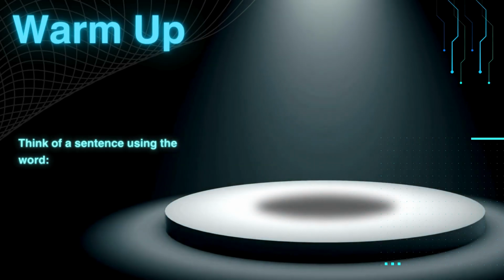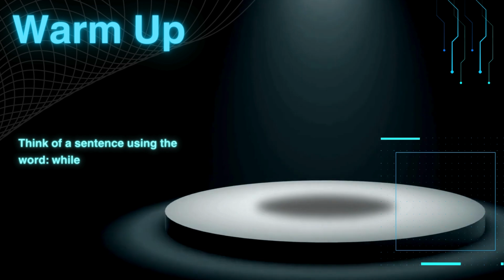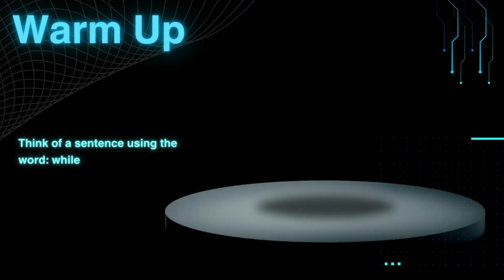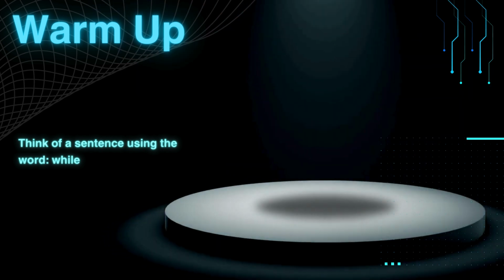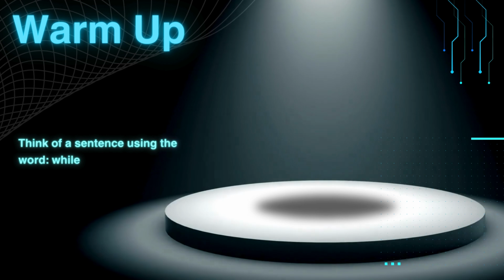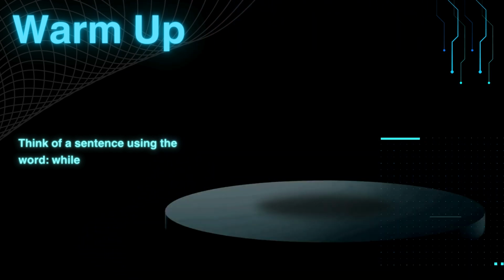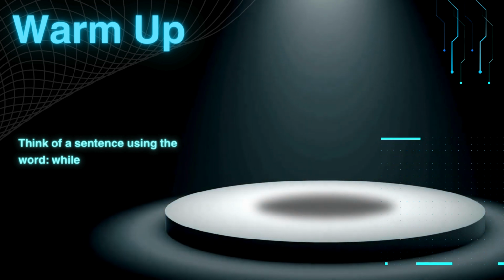Today we're going to talk about a special kind of loop called a while loop. But first, let's play with the word while. Can you think of a sentence using while? How about, while I eat cookies, my cat naps? In programming, while helps us repeat actions based on conditions. It's like having a magic spell that makes things happen as long as a certain condition is true.